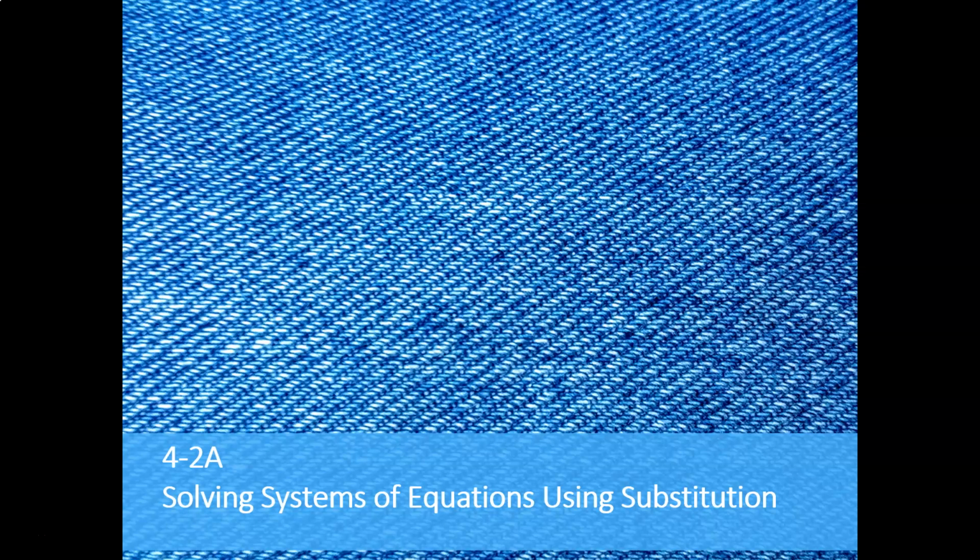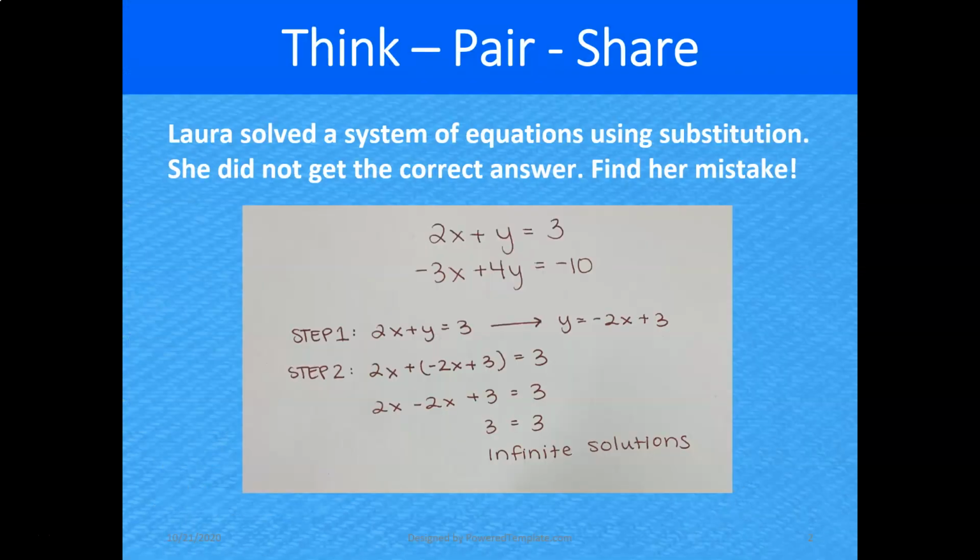Okay, so last night you learned how to solve a system using substitution. This was just a quick warm-up where you were given a system of equations, and we were going to look at the first step, which is again to isolate a variable. So we get the y by itself by subtracting 2x, and we end up with y equals negative 2x plus 3. Now it says Laura solved a system of equations using substitution, but she made a mistake.